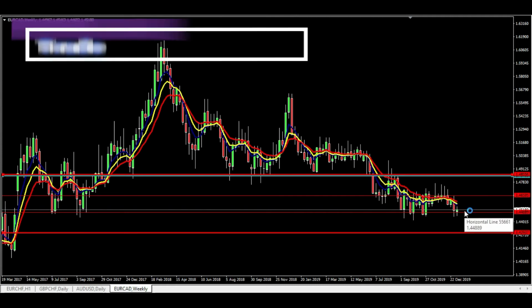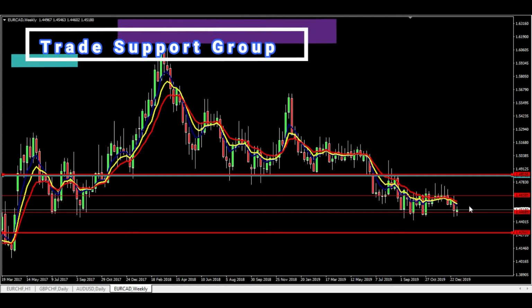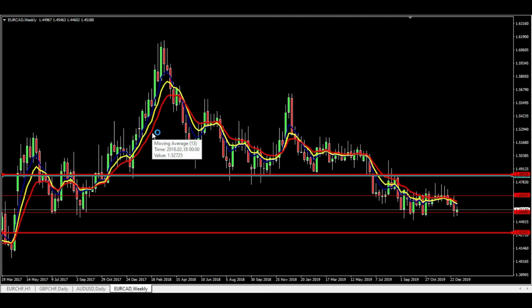Okay. Also, what we're going to keep an eye on is we're going to throw in an indicator here for you guys. Okay, this particular indicator is 3 moving averages. You can see here the red is a 13-day moving average, the yellow is an 8-day moving average, and the blue is a 5-day moving average.